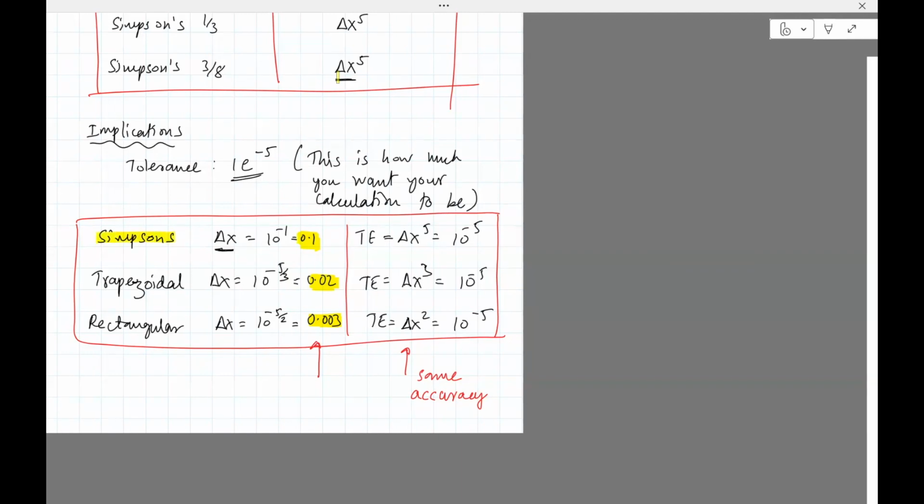So why won't you use the Simpson rule? You'll definitely use the Simpson rule because it'll reduce the number of calculations you need to do. And that's why you want to go for a higher order rule.